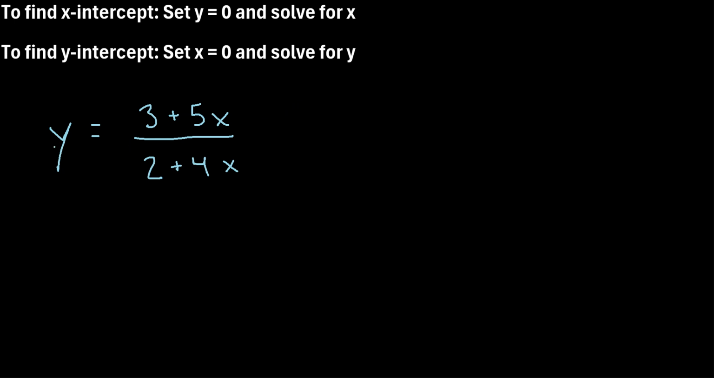Let's say we have y is equal to (3 plus 5x) divided by (2 plus 4x). So first, let's find the x-intercept. Remember, we set y equal to 0, and we solve for x. So if we set y equal to 0, in order for this right-hand side to be equal to 0, the numerator must be equal to 0, because 0 divided by anything is 0. So really, we just need to focus on the numerator and say 3 plus 5x must be equal to 0. And now we need to solve for x.